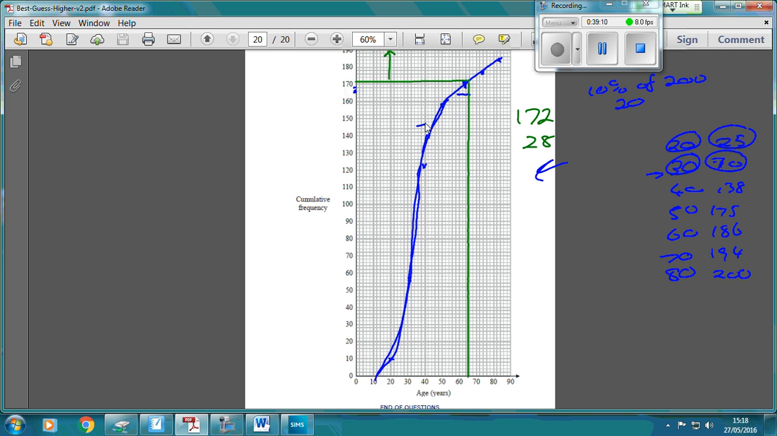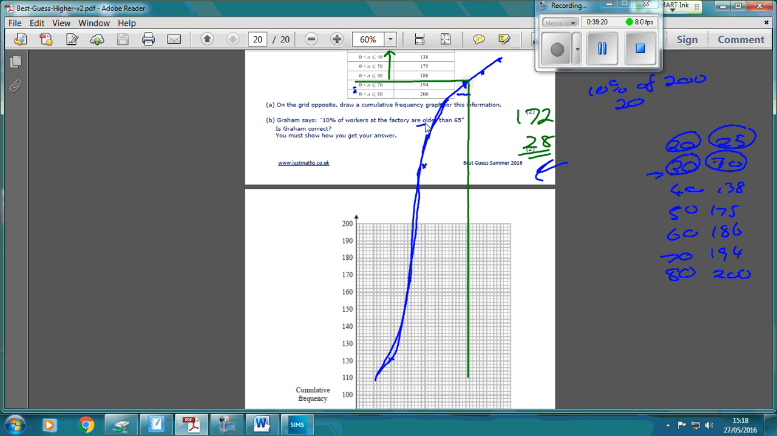So we said 10% are older, so we said there's at least 20 people are older than 65, and we found out that 28 people are older. So yeah, he's right, at least 10 people are older.